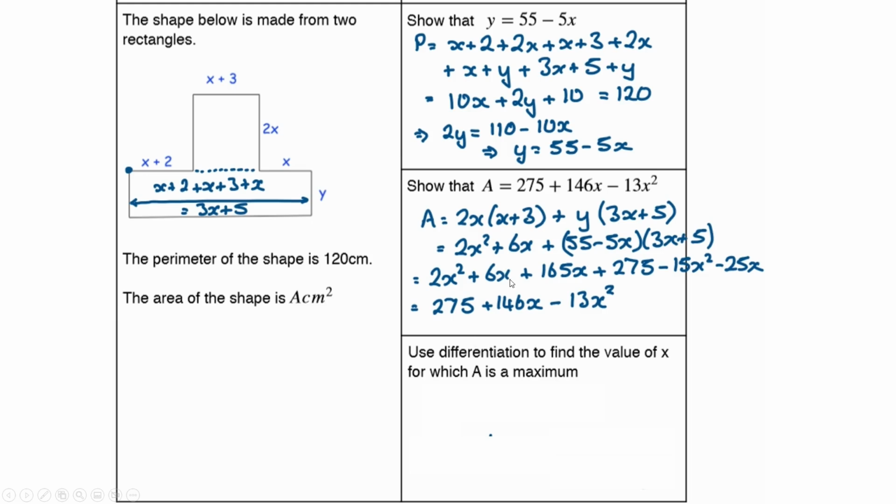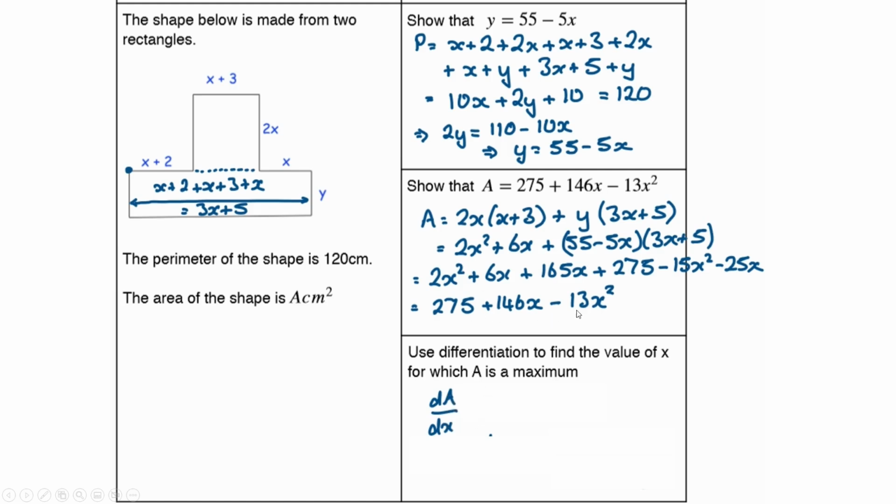Right, part 3. I'd say up until this part, it's tough, but it could be a GCSE question. This is not a GCSE question, this is a further maths question. Use differentiation to find the value of x for which A is a maximum. I've got A, so I'm going to work out dA/dx. So let's do dA/dx.